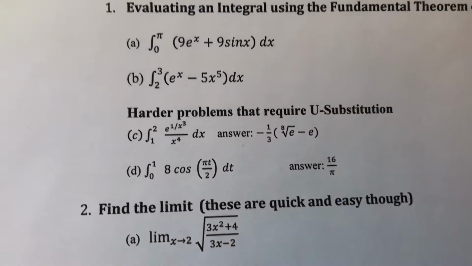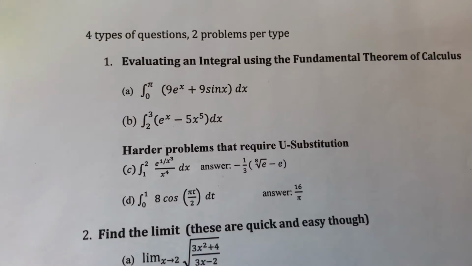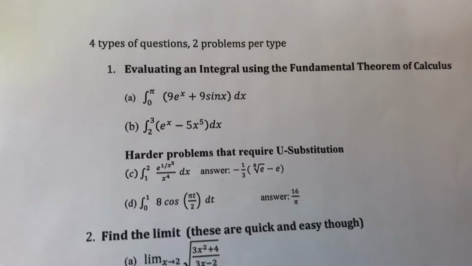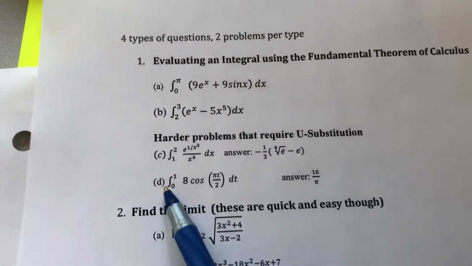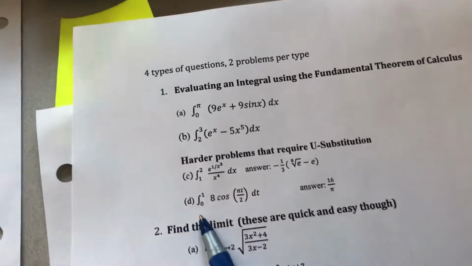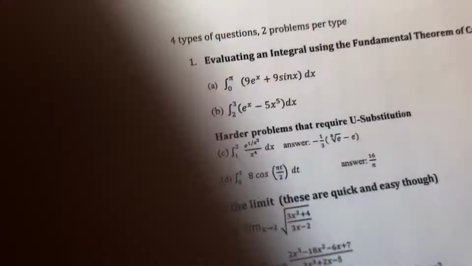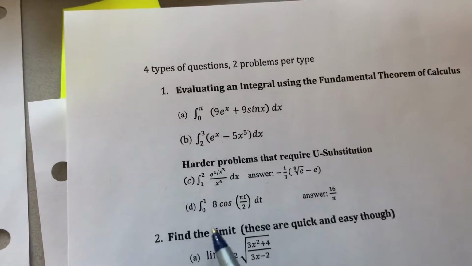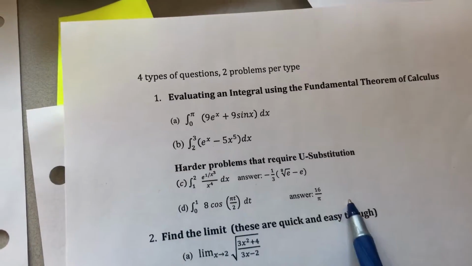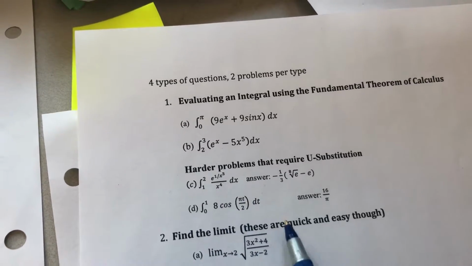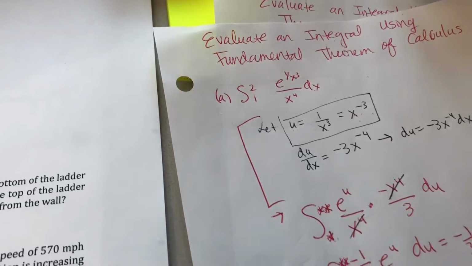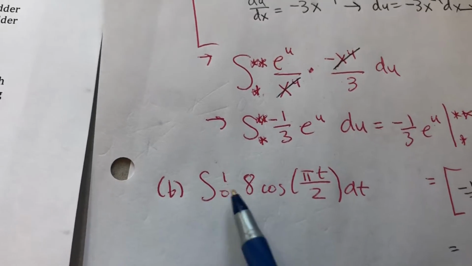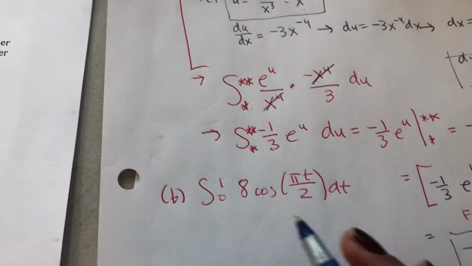So continuing on the topic of evaluating an integral using the fundamental theorem of calculus that requires u-substitution, I'm going to do part D on this review sheet for calculus. And again, I am solving these problems not in a way of teaching how to solve it, but actually just solving a problem and explaining my steps. So here, we're going to do the integral from 0 to 1 of 8 cosine(pi t over 2) dt.